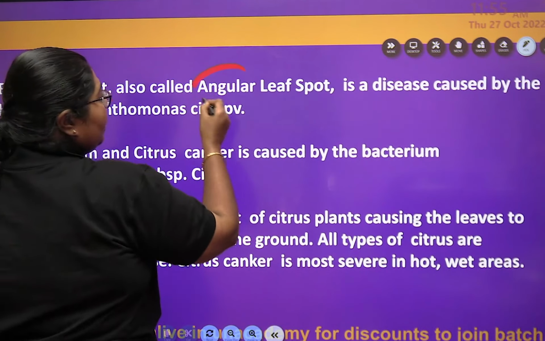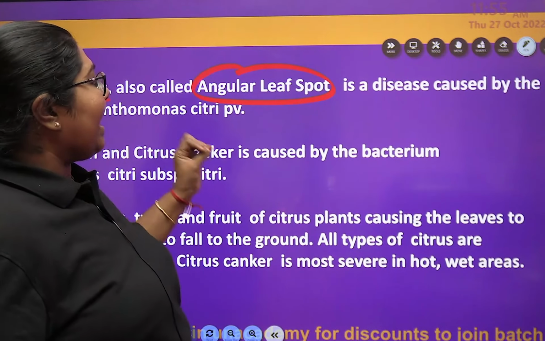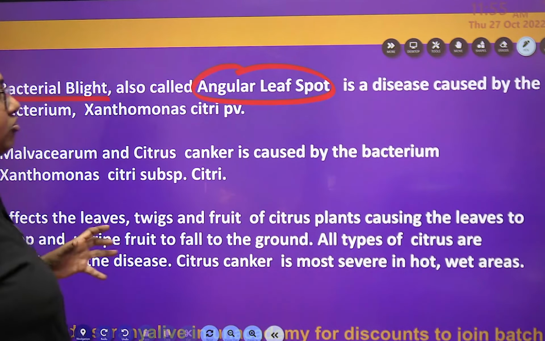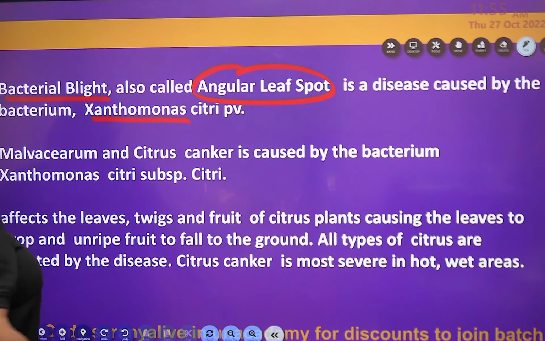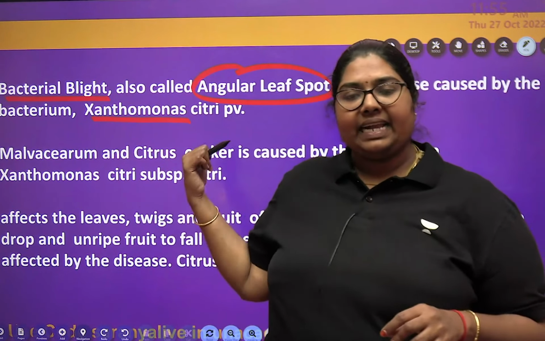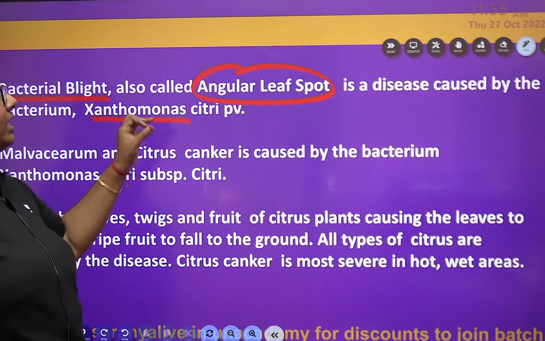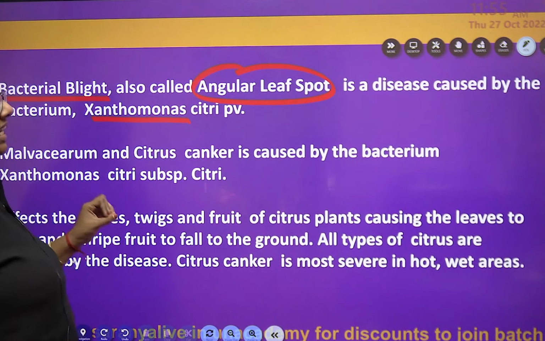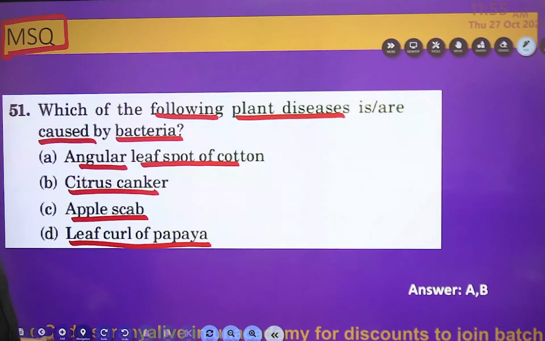If you take bacterial blight, it is what is called angular leaf spot. This is a disease caused by the bacterium Xanthomonas. This Xanthomonas species is the one creating this disease called bacterial blight, colloquially called angular leaf spot. So this is a very important bacterial disease. So check it out.